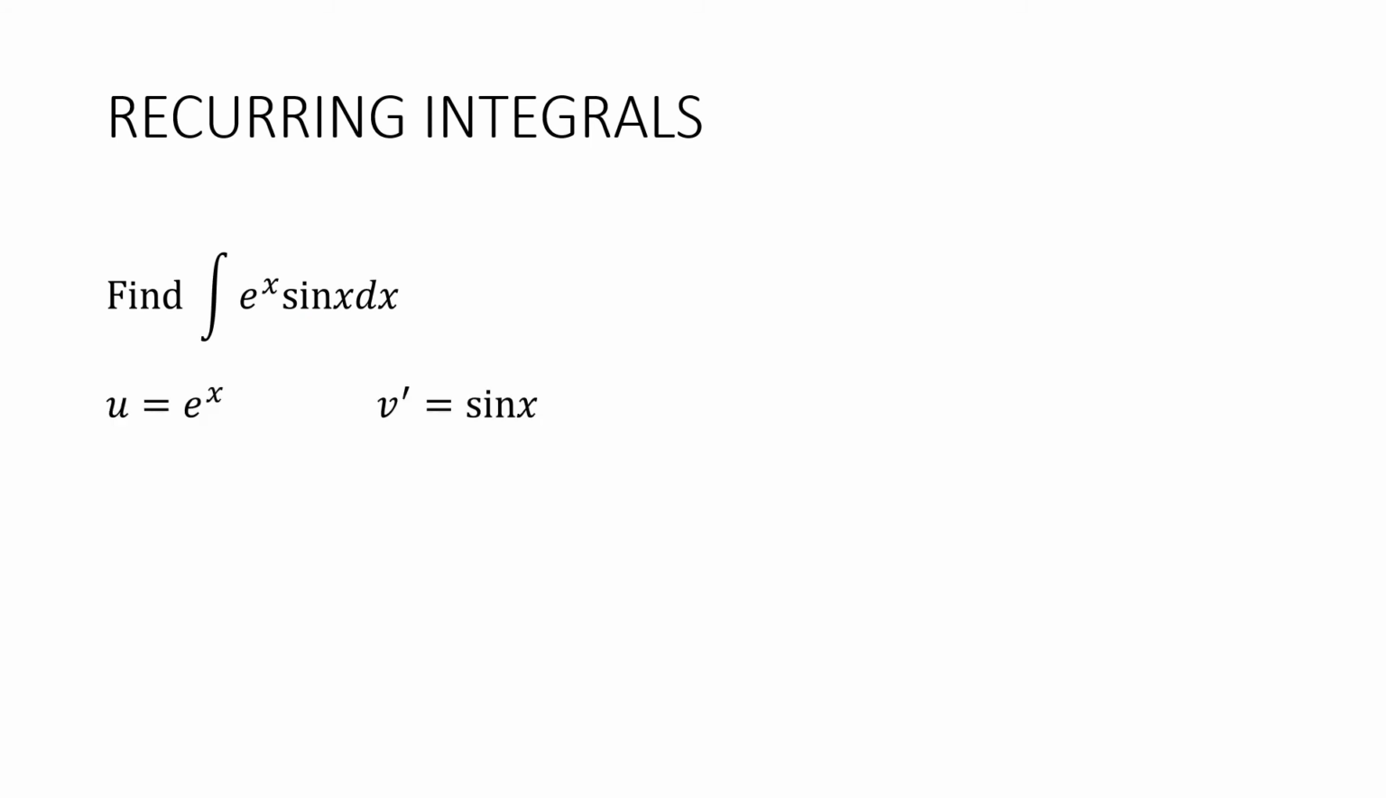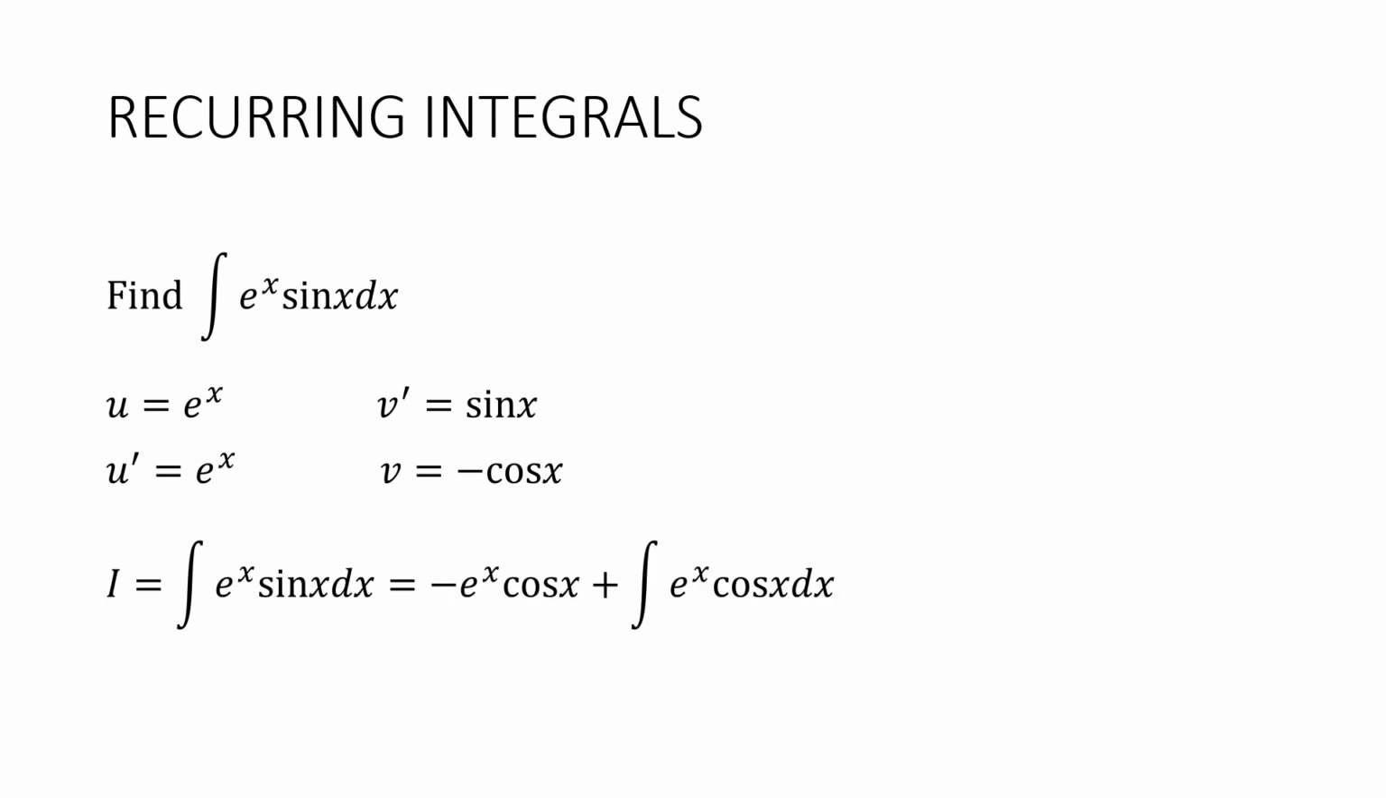We're going to let u equal e to the x and v dashed equals sine x. The derivative of e to the x is e to the x. The antiderivative of sine x is negative cos x. And let's put that in the formula. Now I am going to let this integral equal capital I, and I'll show you why that is in a minute. Okay, so there's our question. There's our first application of integration by parts. U times v, take away the integral of u dashed times v.